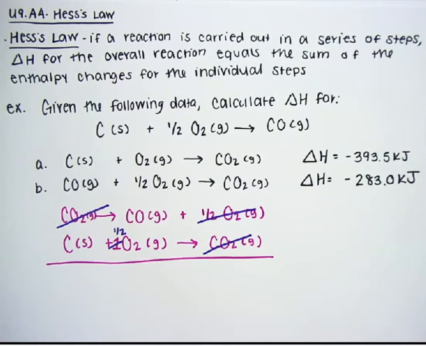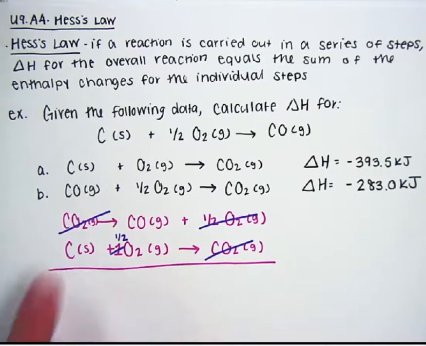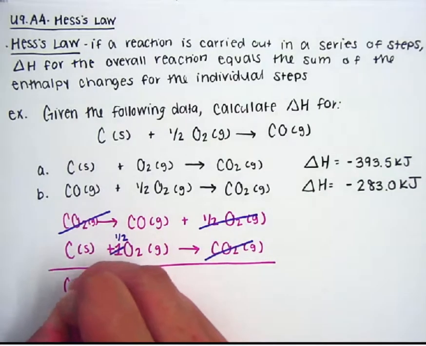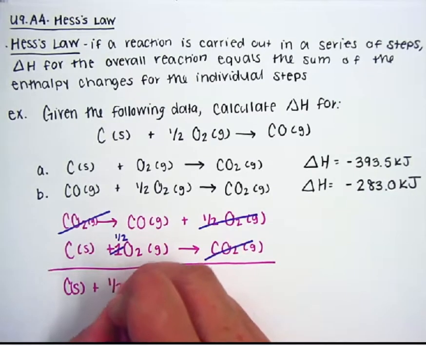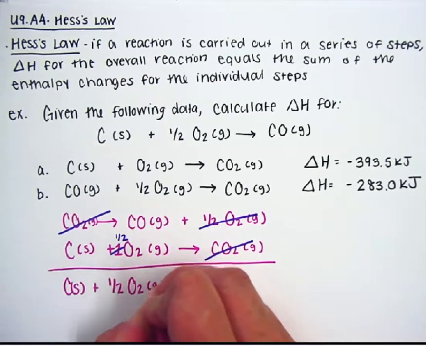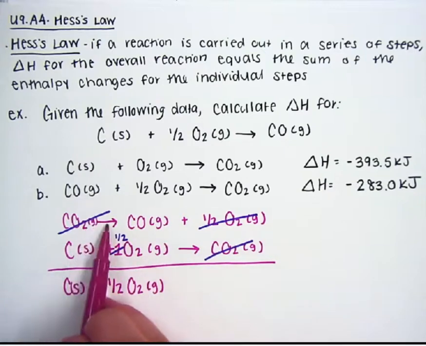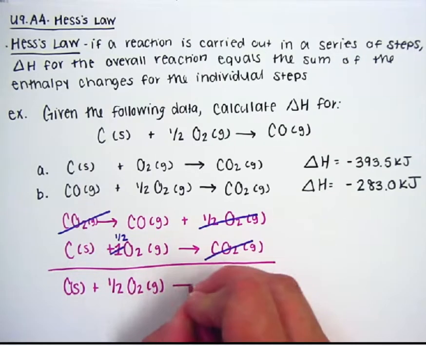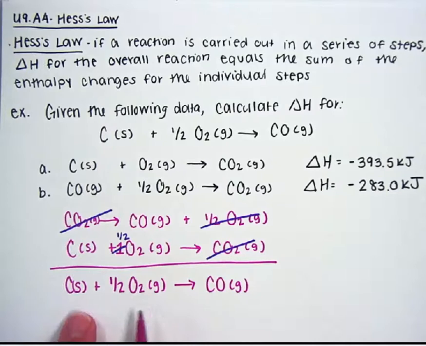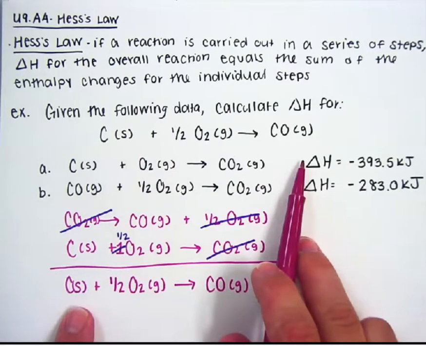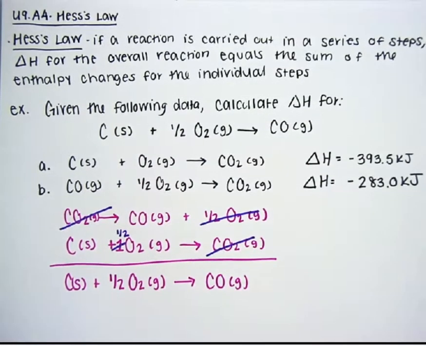All right, now let's write what we have left. So on the left side of the arrow, I have solid carbon plus 1/2 oxygen gas. On the right side of the arrow, I have carbon monoxide gas. So now at this point, my reaction matches my master reaction. So let's talk about the math.